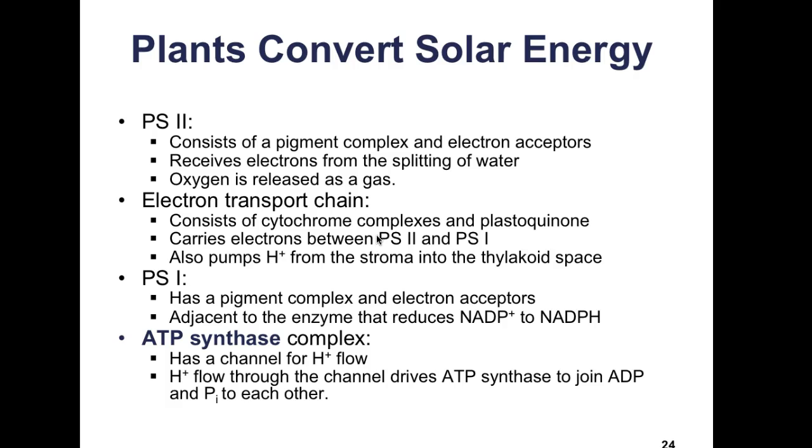PS1 has a pigment complex and electron acceptors adjacent to an enzyme that reduces NAD+ to form NADPH. ATP synthase is the molecule that, coupled to ETS, you have chemiosmosis, and ATP synthase is going to have a channel for hydrogen ions to flow through, and that's going to be used to phosphorylate ADP into our high energy molecule of the cell, ATP.